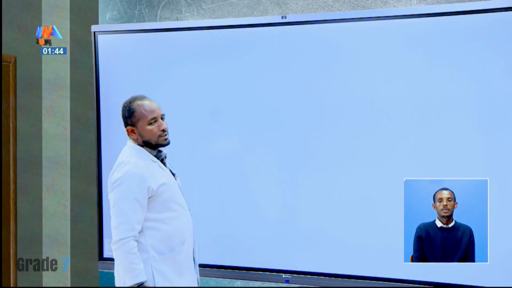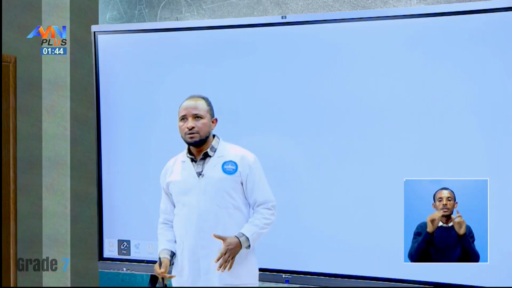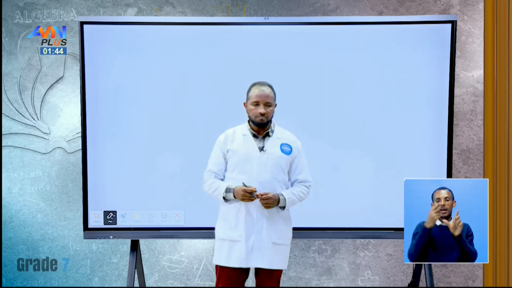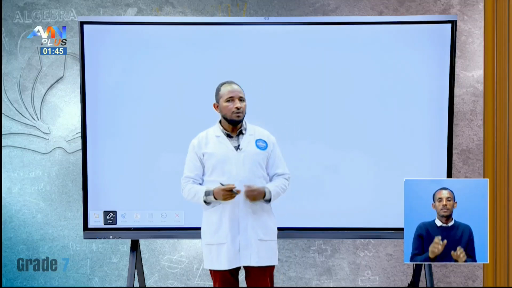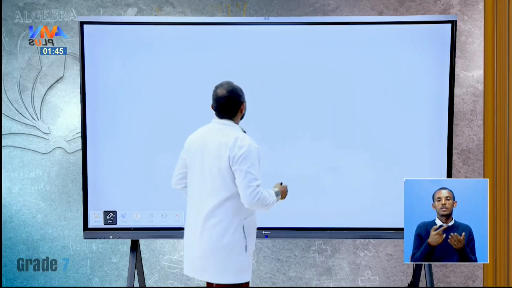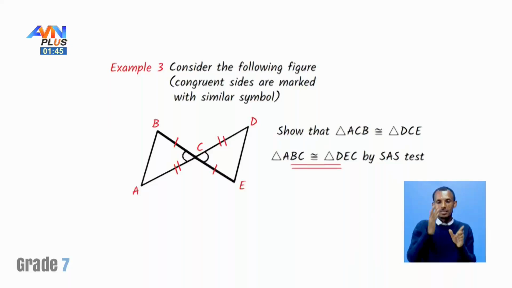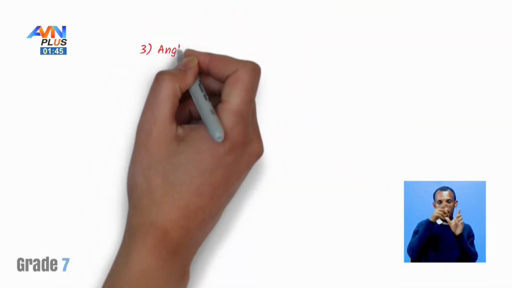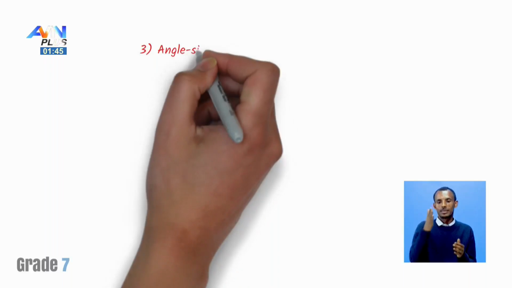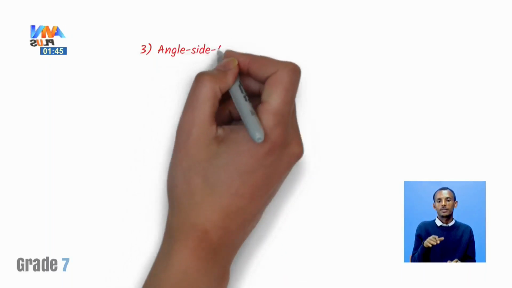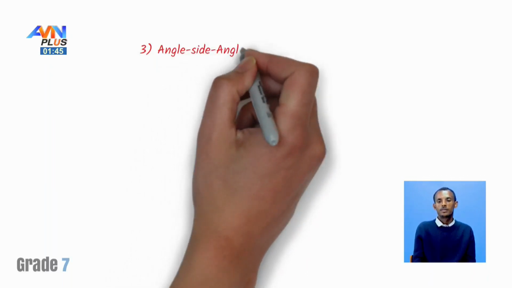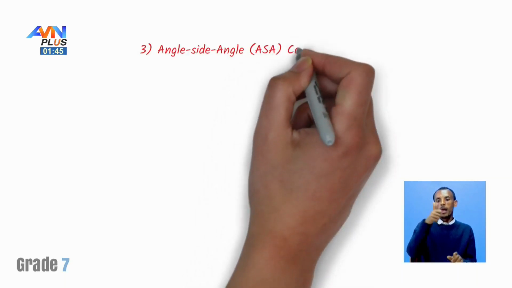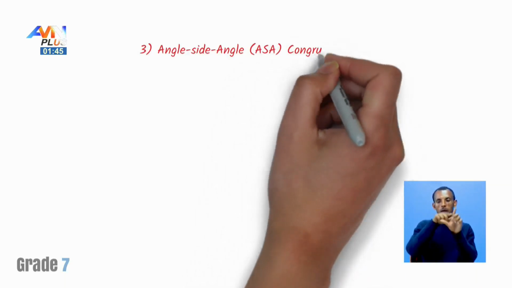The next congruency test is the angle side angle congruency test. Now let's see this test together. The third one, angle side angle, or angle side angle congruency test.